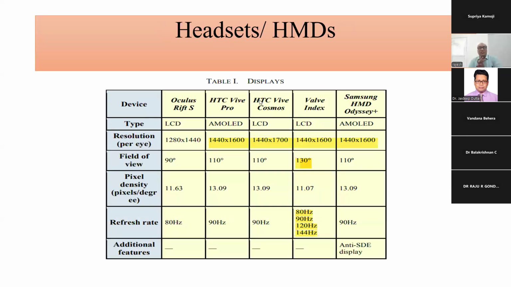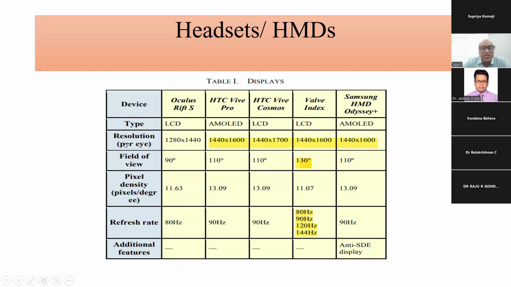So let us look at this table I borrowed from a research paper. You can see the different sets being shown here: Oculus Rift S, HTC Vive Pro, HTC Vive Cosmos, Valve Index, Samsung HMD Odyssey Plus. So I can see here 5 categories, or 5 different types, of head-mounted devices. Let us check a few of the things mentioned in the table.